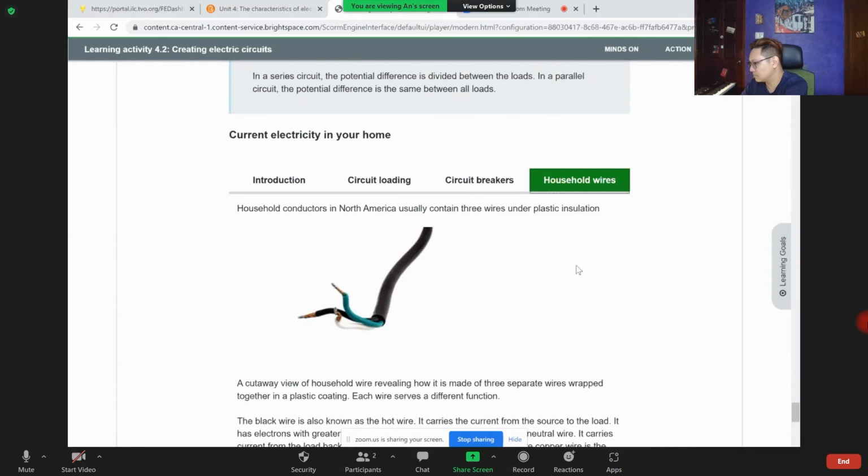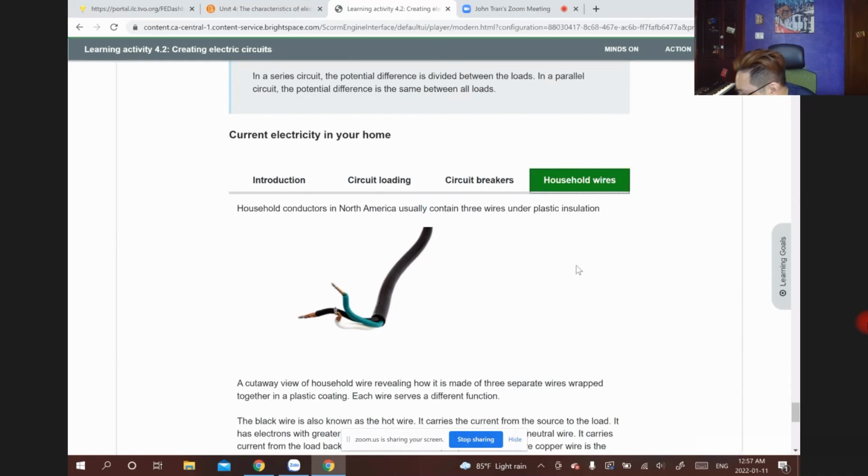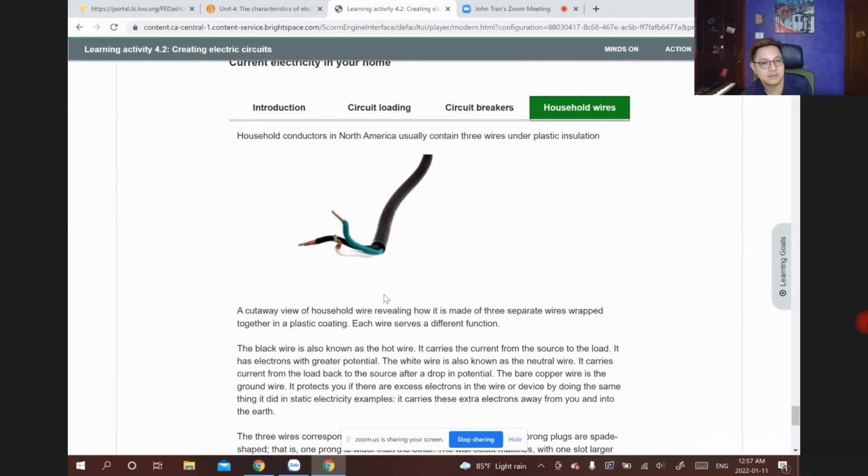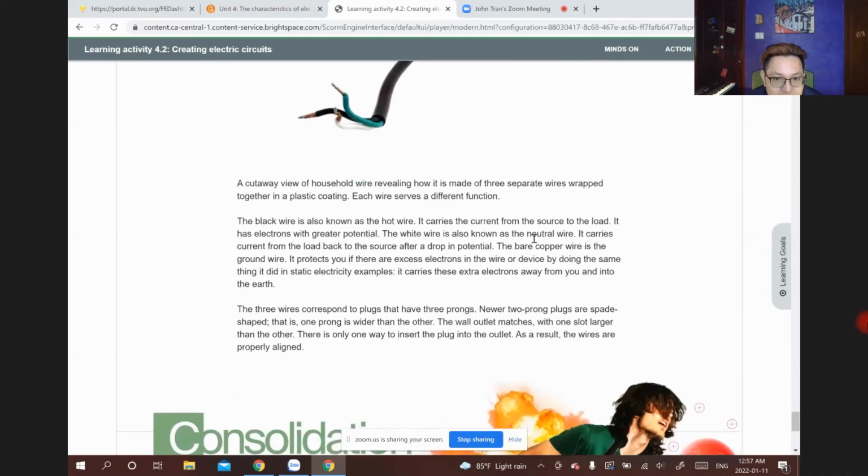Household wire. A household conductor in North America usually contains three wires under plastic insulation. A cut view of household wire reveals how it is made of three separate wires wrapped together in a plastic coating. Each wire serves a different function. The black wire is the hot wire, which carries electrons with greater potential. The white wire is the neutral wire.